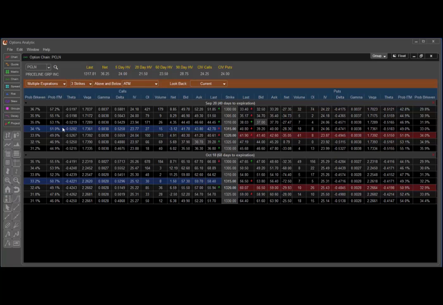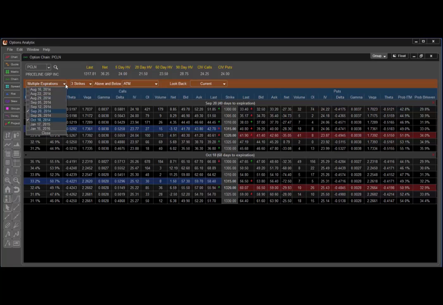If you wish to add additional expirations or strikes, you can do so by left-clicking on the Expiration menu or the Strikes menu and selecting a different value. For traders who trade or are looking to display further out of the money or deep in the money options, you can select a new centering point by left-clicking the Above and Below menu and looking for the different price.